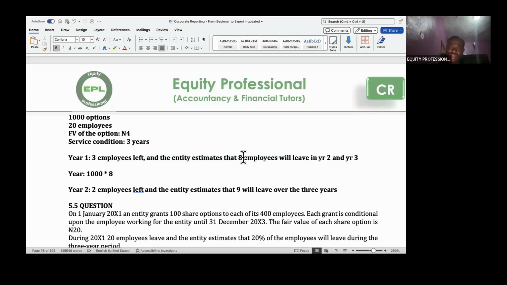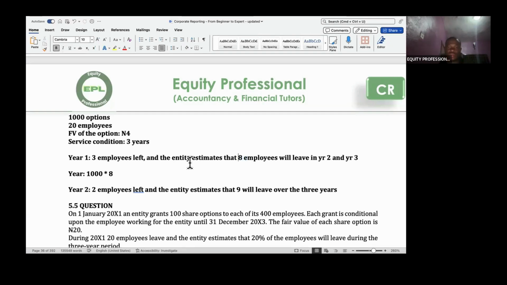You just need to understand how many will not go. That's the idea. However they juggle the words together, it is very straightforward. In year 1, they said 3 will leave. Then I estimate that 8 will leave in year 2 and year 3. The whole idea is how many will not go in year 3. It's an estimate. So 3 are leaving in year 1, and we now estimated that an additional 8 will leave in year 2 and year 3. That means a total of 11 will go, so it's only 9 that will not go. It's only 9 that will enjoy that option, and that's the 9 that we need to work with in year 1.